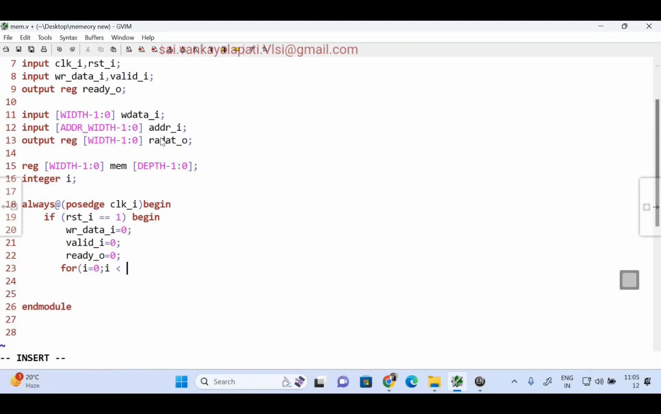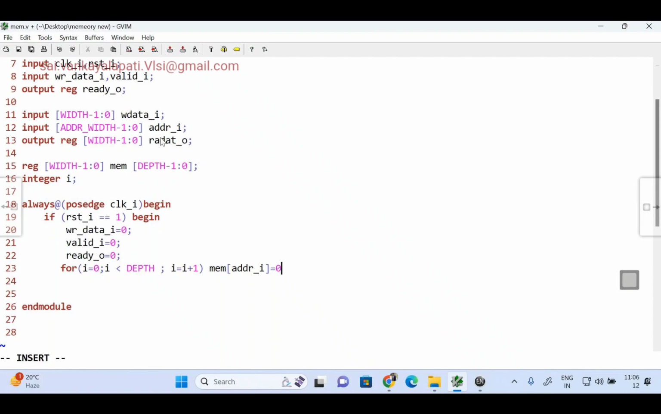All the memory locations I want to make 0. Less than width? Width means what? I can write depth, right? All the locations means depth. Then for the for loop I can increment i is equal to i plus 1. Here, memory of address_i is equal to 0. All the memory locations I can make 0.